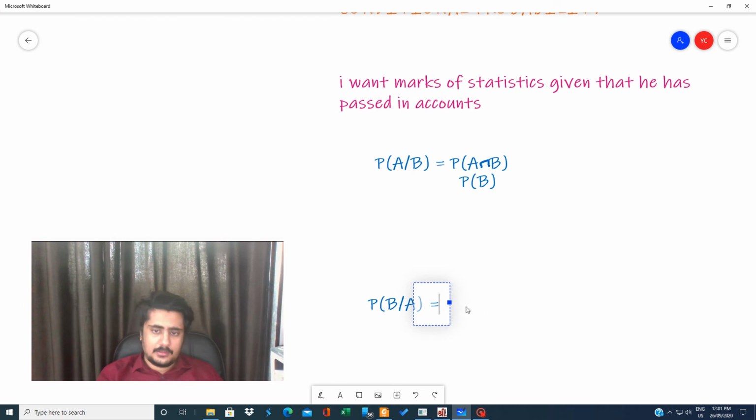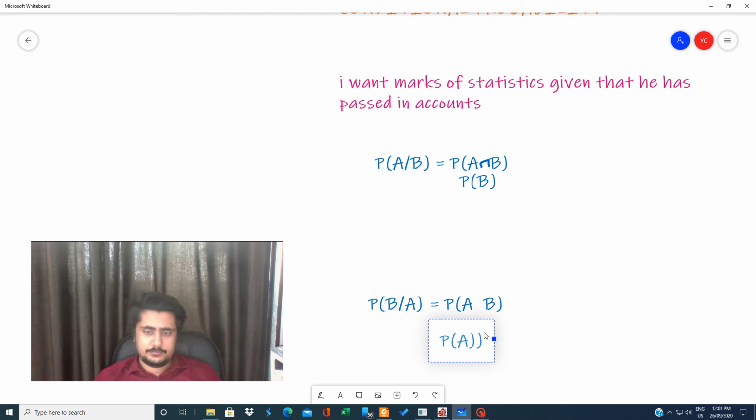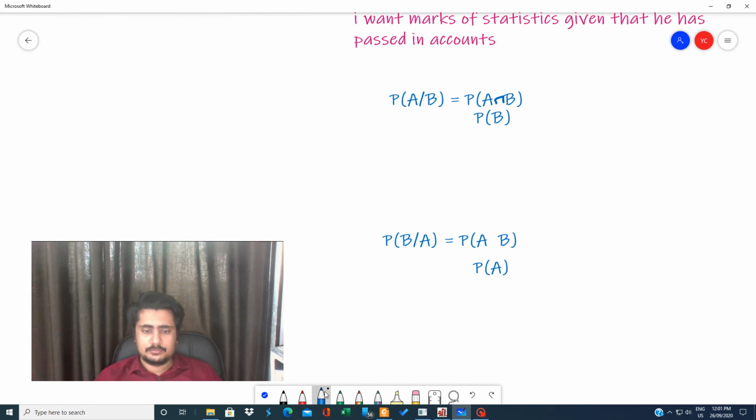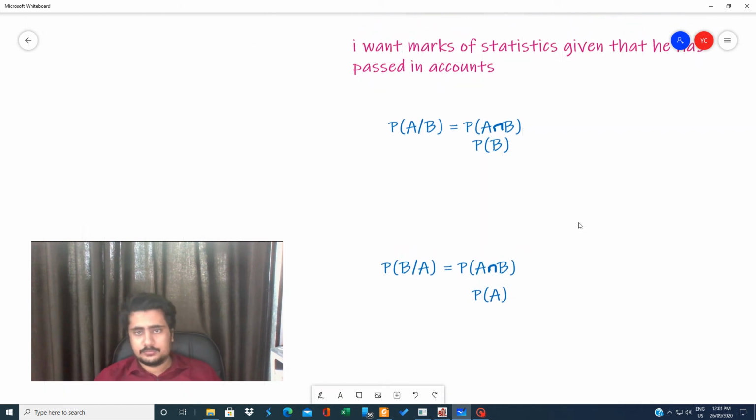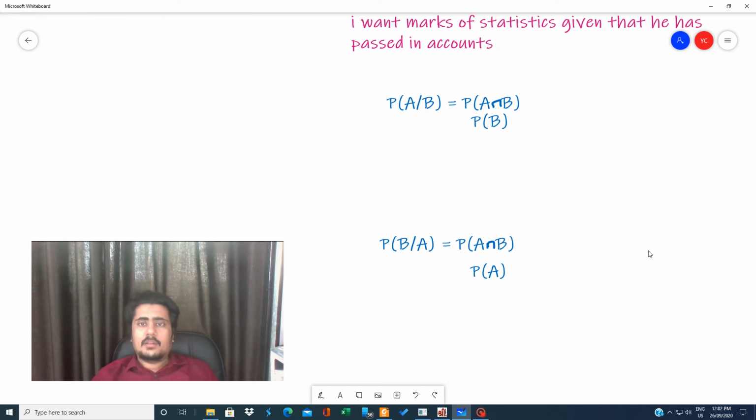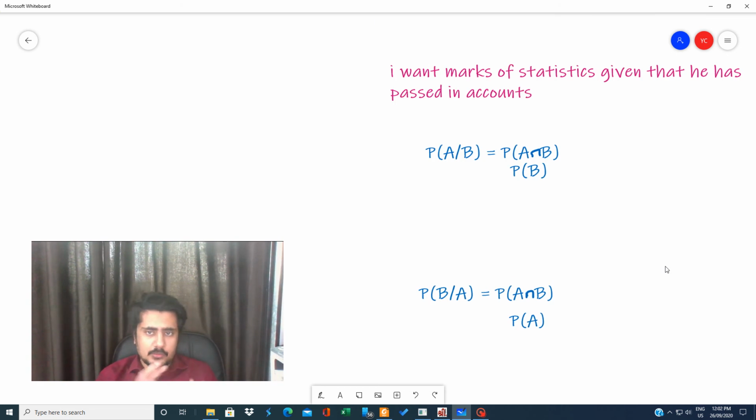What is B upon A? It is P of A intersection B upon P of A. Okay, now when to take A upon B, when to take B upon A, and how to identify the question, all these answers I'll give you, that is, what is conditional probability. Let's take this topic again one by one.